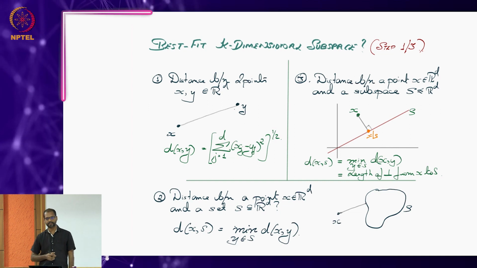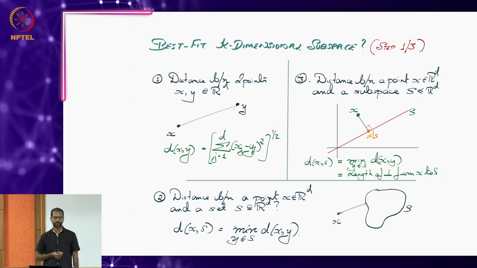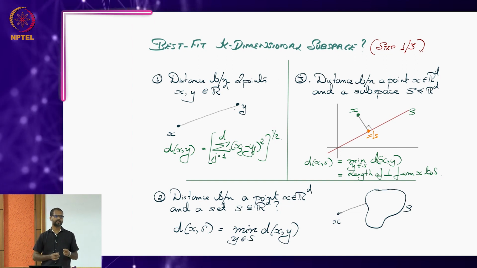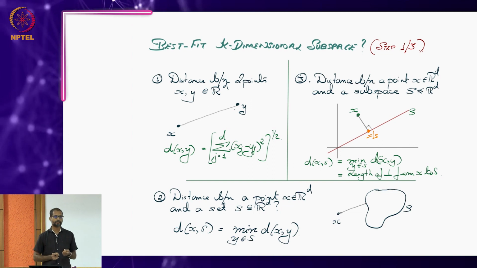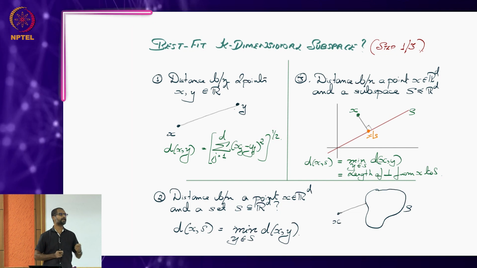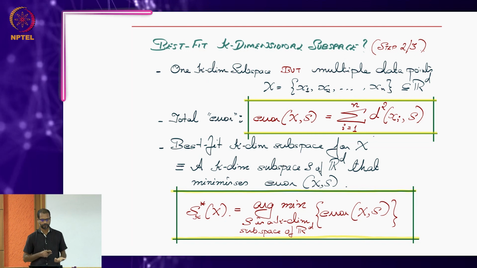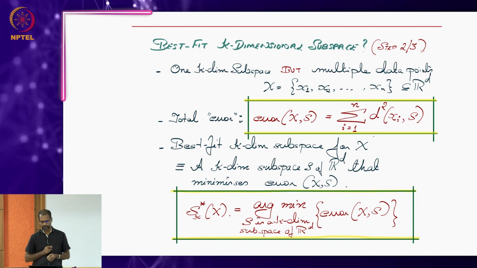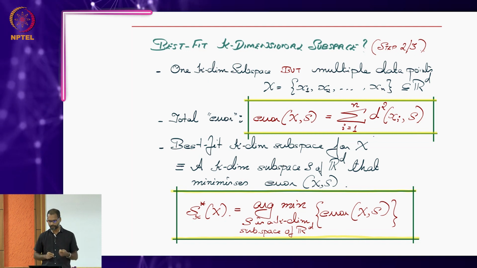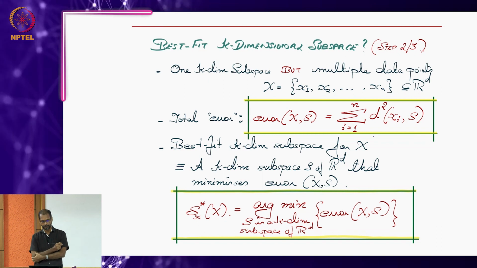So this distance then turns out to be the length of this perpendicular that you drop. Okay, by definition. But this is still not a best fit k-dimensional subspace, because in this slide we are still only talking about one point. Okay, but our data, remember, we have n data points, not one. So we still want one k-dimensional subspace, but we want something which is good not just for one data point, but for n multiple data points, x1, x2, all the way up to xn.